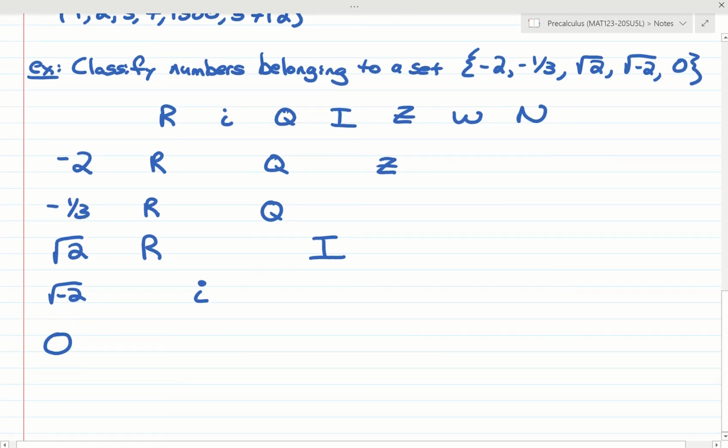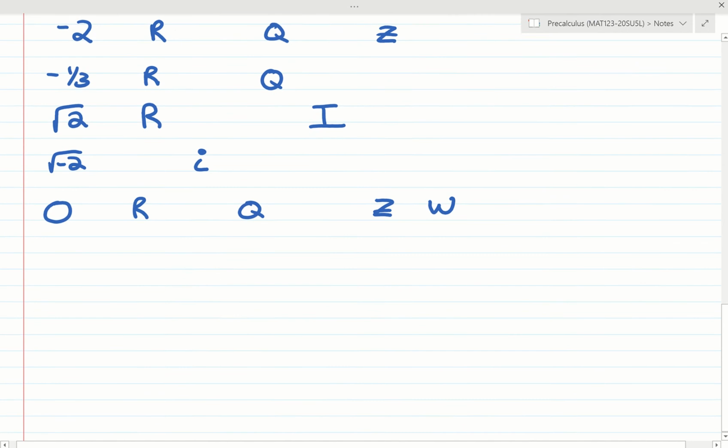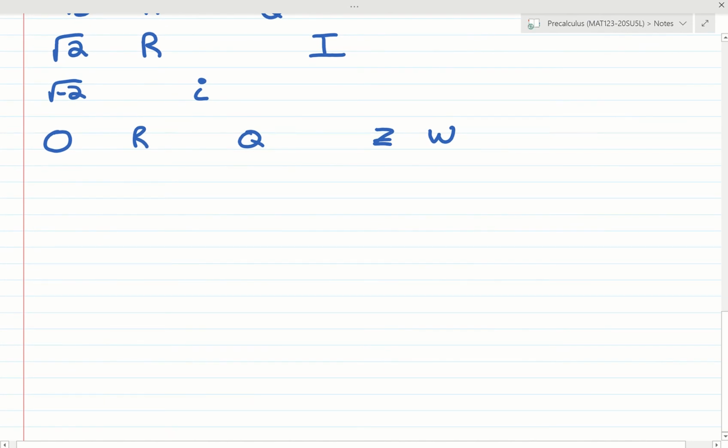0. So the most restrictive classification for 0 is a whole number, and therefore it's automatically everything else. So I hope that clarifies things. Next topic I wanted to talk about is called order of operations.